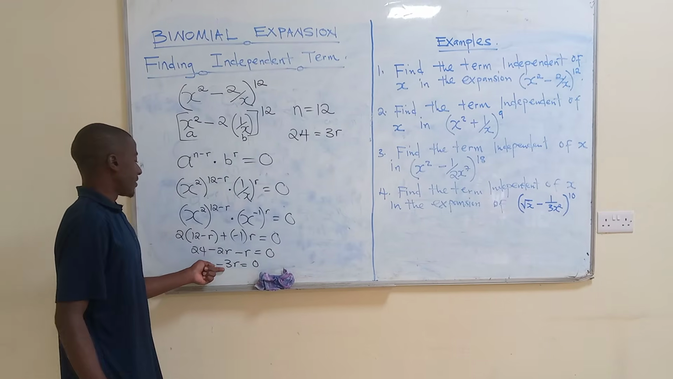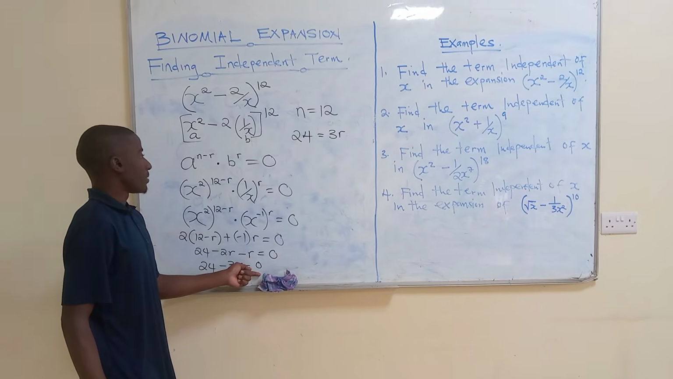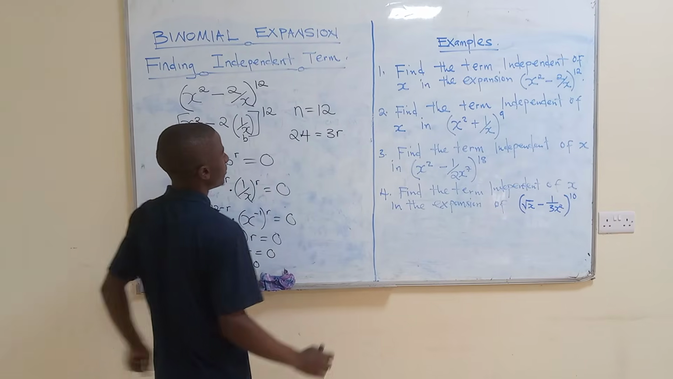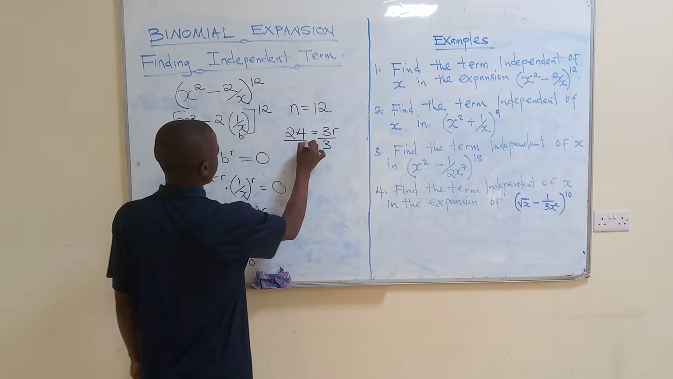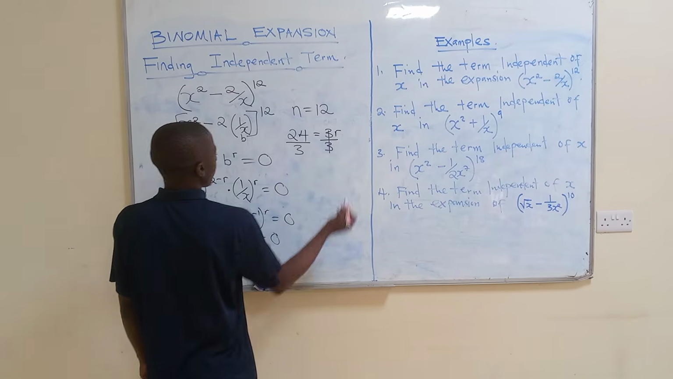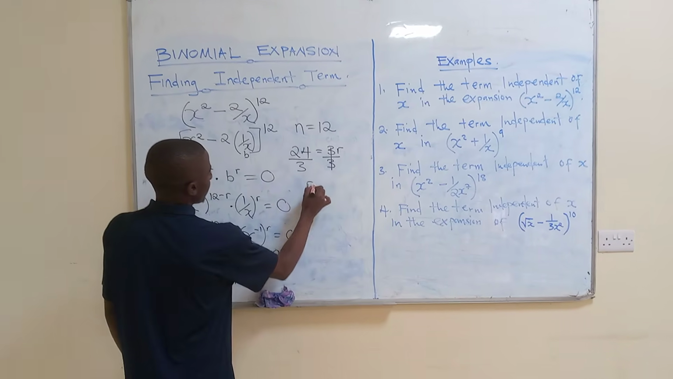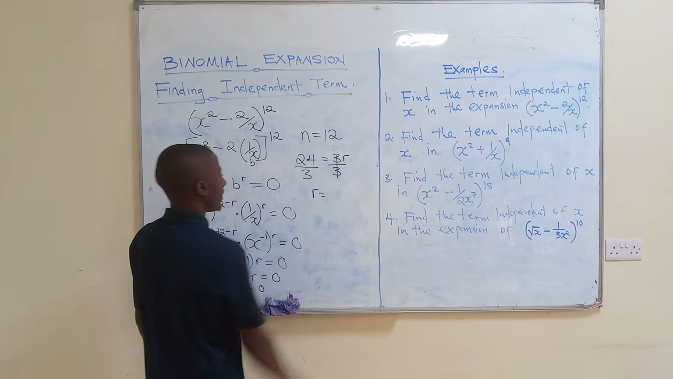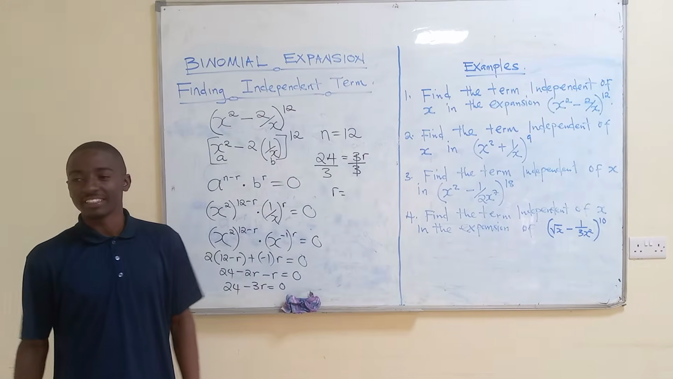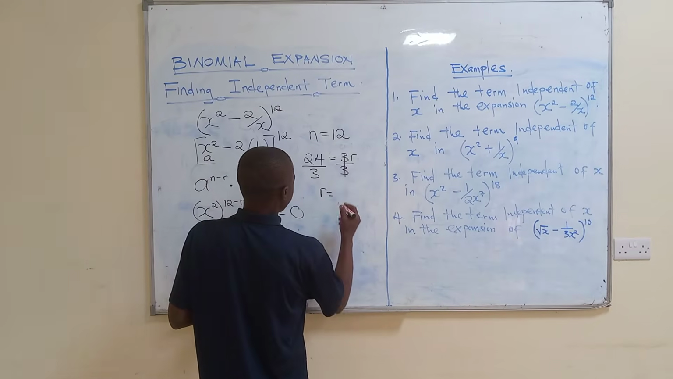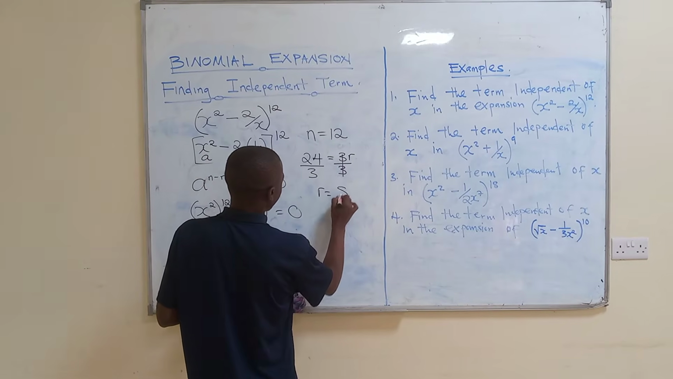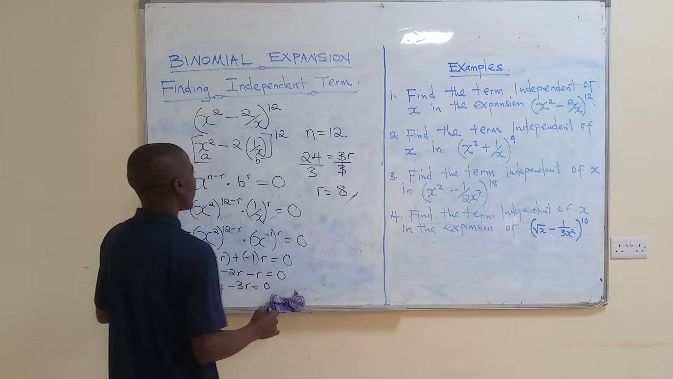So when negative 3r crosses the equal sign to become positive 3r, divide both sides by 3. We are going to remain with r. So what is the value of r? When you divide 24 by 3, it's 8. Yes. So this is the value of r.